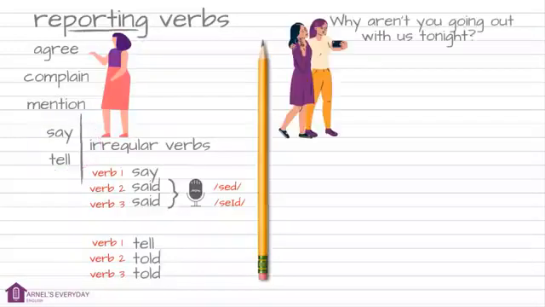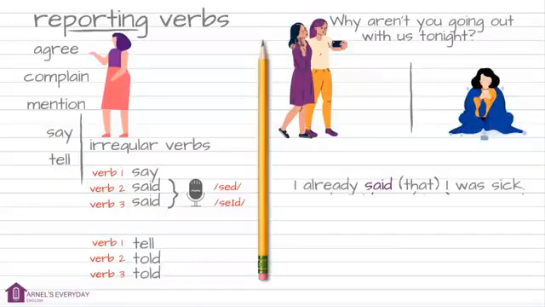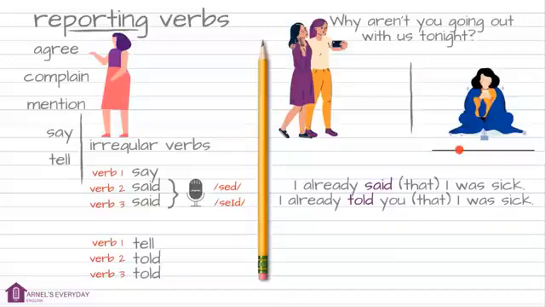"Why aren't you going out with us tonight?" "I already said I was sick." "I already told you I was sick." Both of these verbs mean the same thing. And you can see, even though I'm still sick now, I've used the past simple because I'm reporting what I said earlier. Here, I don't need to change the pronouns because I'm reporting my own words.